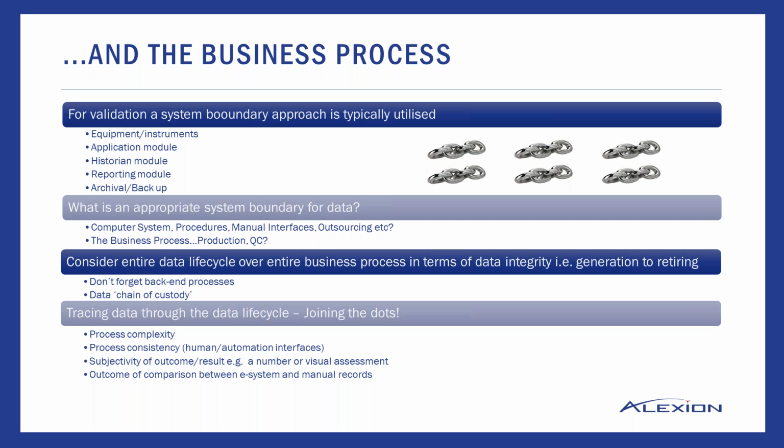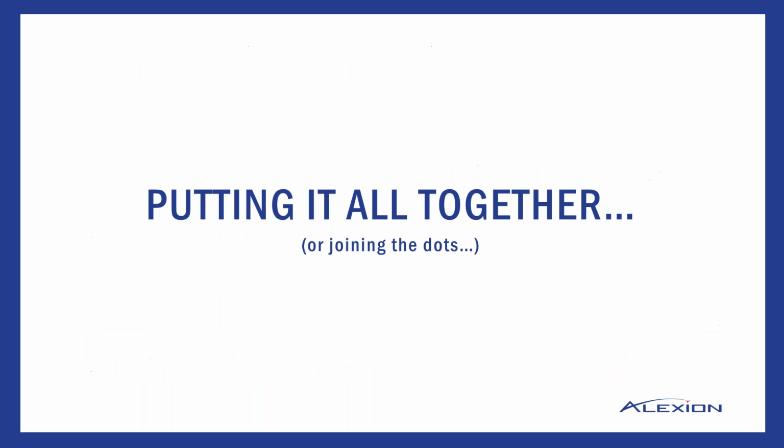And then tracing data through the data life cycle is like joining the dots, bringing in the process complexity, consistency and subjectivity of the outcome of the result. And really it's illustrated by the link between those smaller system boundary approaches that are typically used for validating systems. And I suppose the entire process is only as good as its weakest link, which I've tried to illustrate here with a cable tie. So putting all of that together, or joining the dots.